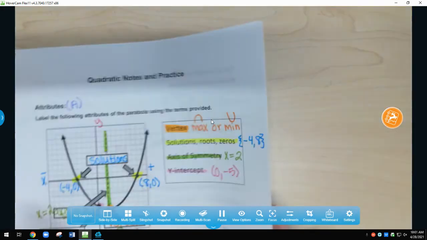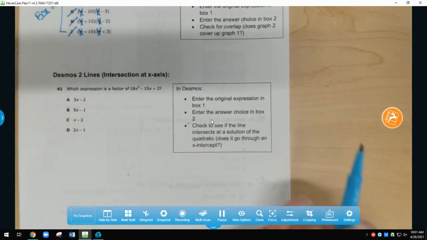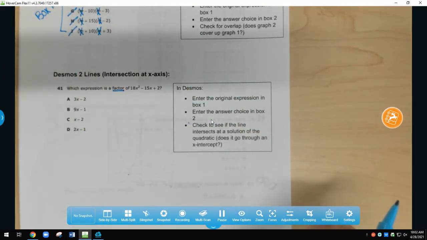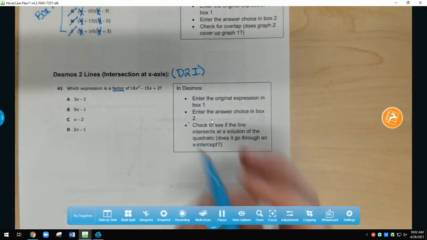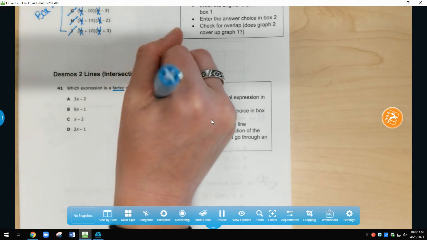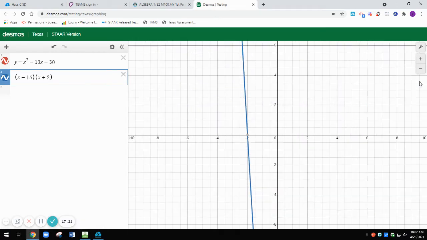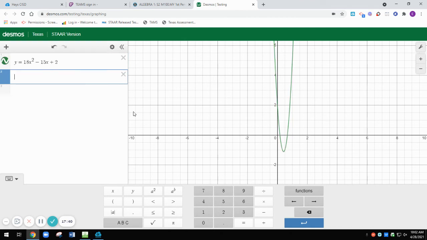Okay, so the next section is going to be Desmos again, but it's going to be 2 lines, and you're looking for where the line intersects the graph at the x-axis. So keywords here are going to be factors. So which expression is a factor? Okay, and we're going to use D2I to label those questions. So the way this works, we're going to put this part in box 1. So every time I'm going to press the home button to start fresh, clear out what's in there. So we have y equals 18x squared minus 15x plus 2.